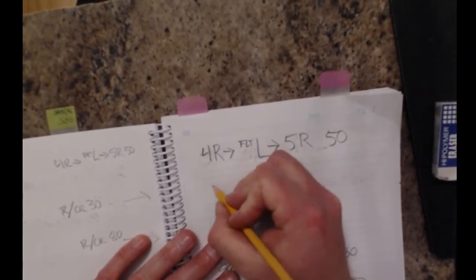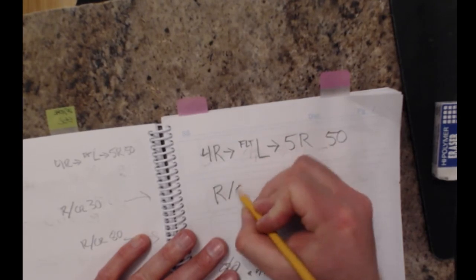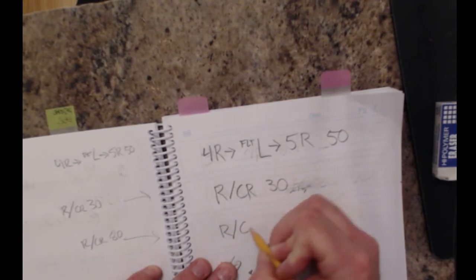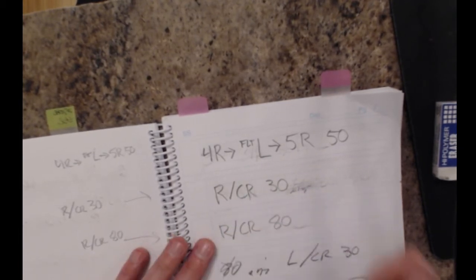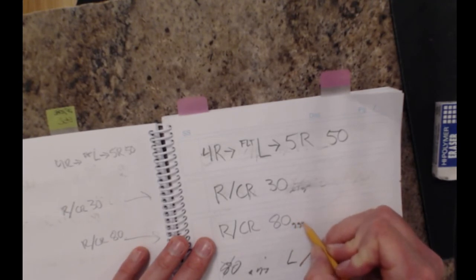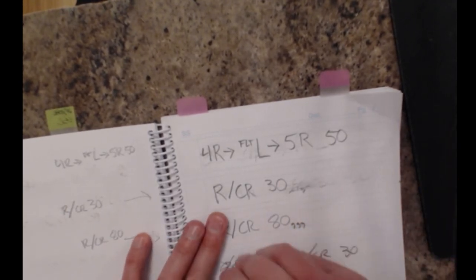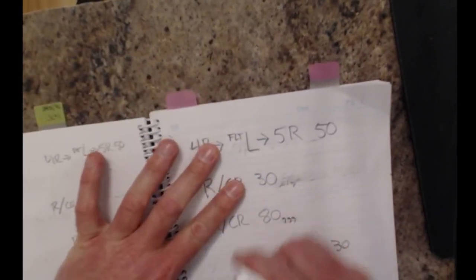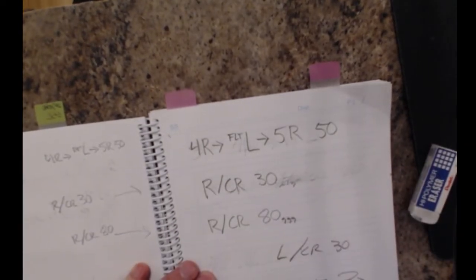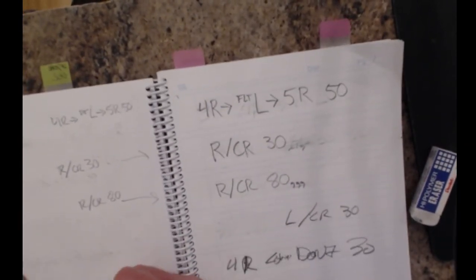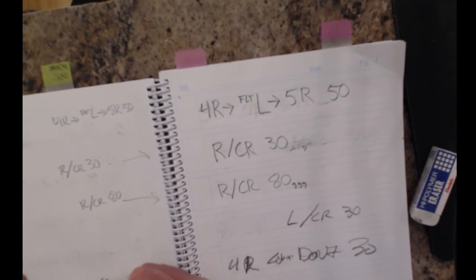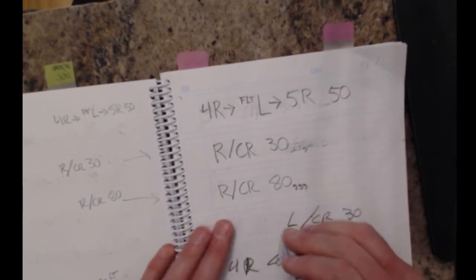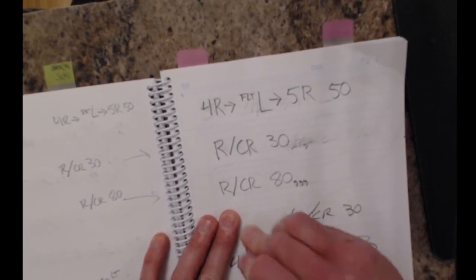Alright. So we got right over crest 30. Right over crest 80. Nice long pause. You can see why the big fat eraser is the way to go. Okay, so we got a 4 right, opens, late, don't 30. I'm going to leave the don't and the 30 alone because I can clean this up. But this part is just chicken scratch.